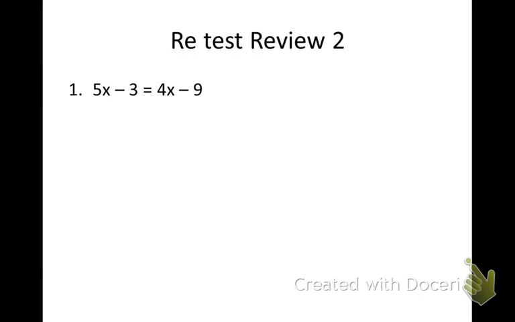Okay, today we're going to get into a little bit harder problems. This one has variables on both sides, so we need to get the variables on the same side. So probably the step I would like to do is minus 4x. Again, you could choose to do something different. 5x minus 4x is just 1x.